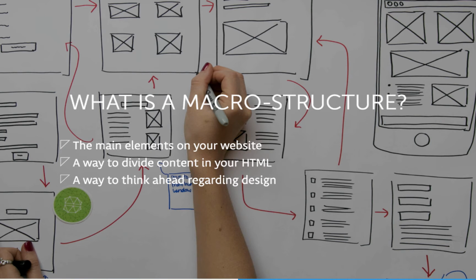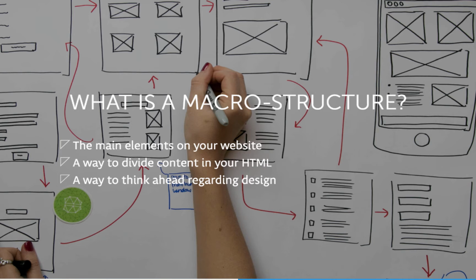So what is a macro structure? It's really a way to organize your HTML file that divides it up into the main elements of your website. It's really a way of thinking: what are the different components or sections of my website, and how will I divide it up?